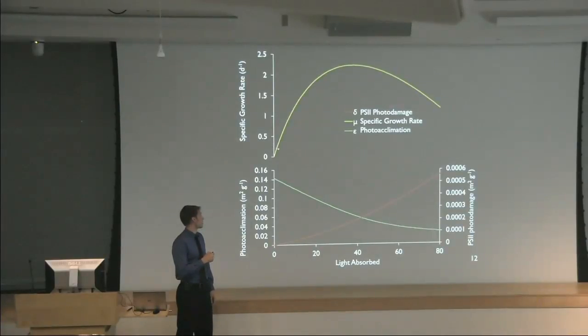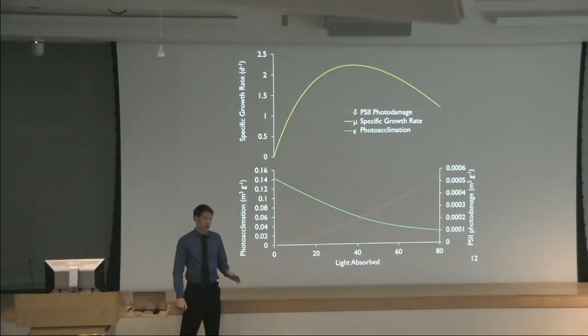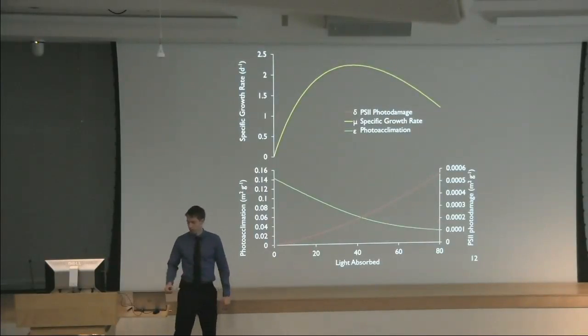Down here there's a region of light limitation where additional light causes additional growth. Up here it transitions into light saturation where additional light does not cause additional growth. And then finally out here, it's a region of photo inhibition where additional light actually causes a decrease in growth. And the model explains these trends in the graph through the combination of this decreasing photoacclimation and increase in photosystem 2 photo damage.